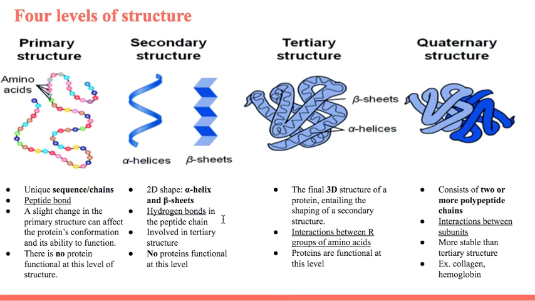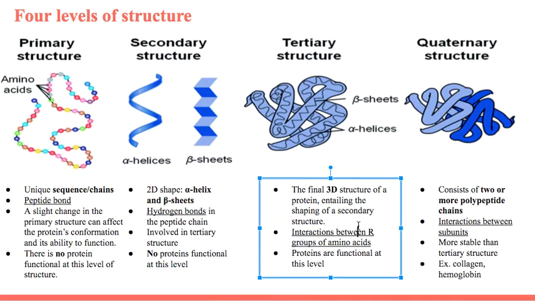So the secondary structure is the two-dimensional shape, the alpha helix and the beta sheets. The hydrogen bonds in the peptide chains are responsible for this level of structure. And the same thing, there's no protein function at this level, but they're heavily involved in the tertiary level. So the tertiary level is the final 3D structure of the protein, and it contains the secondary structure.